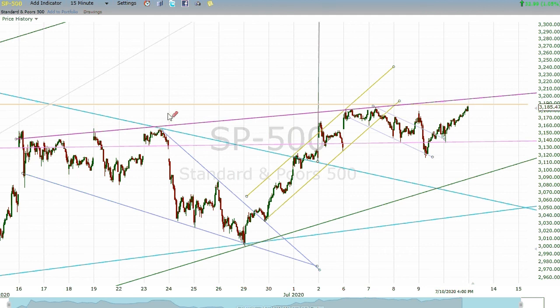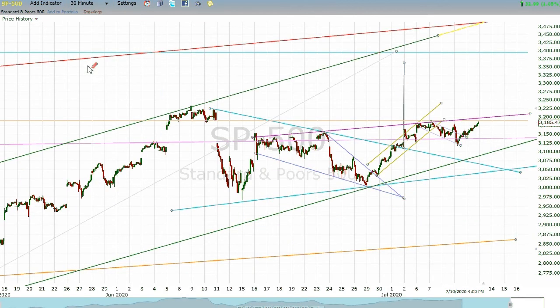Again, there's that possible inverted head and shoulders pattern. The only thing that makes me think that might be a little bit funny is just the fact that we had this big dip over here in the earlier part of June. So there you have it. It's where we sit right now. We'll see if this is a good line or not.